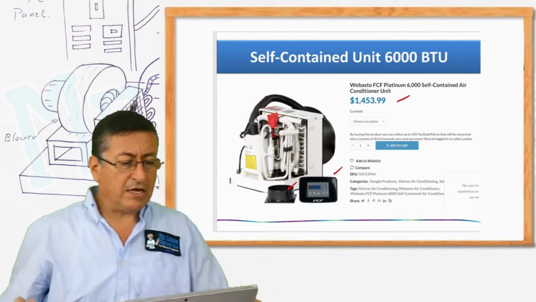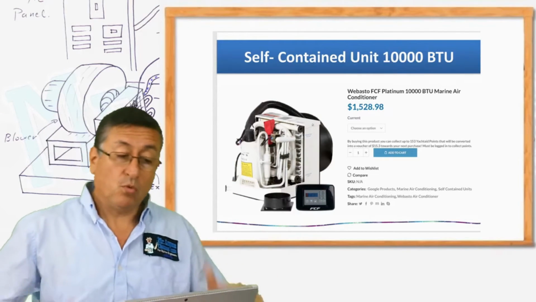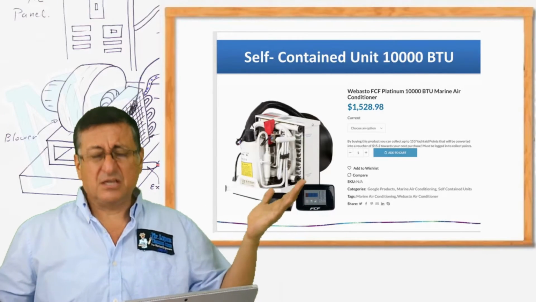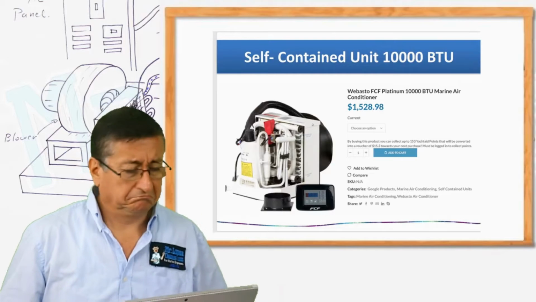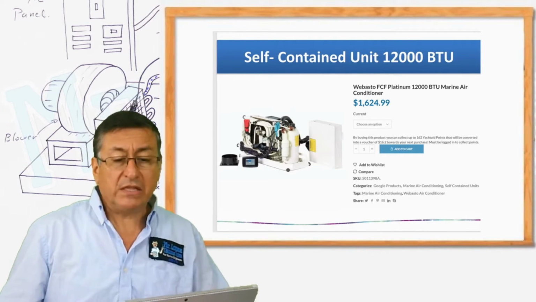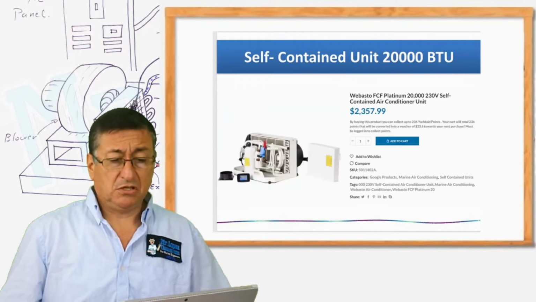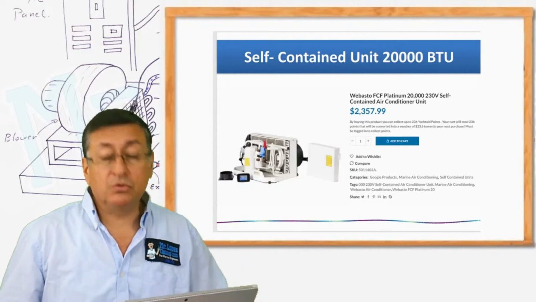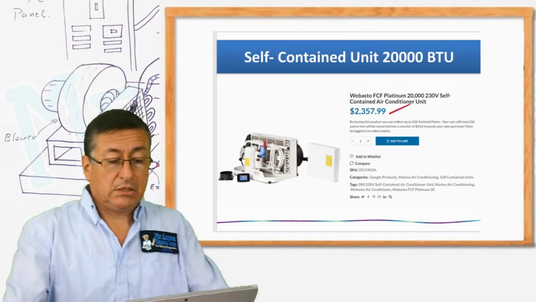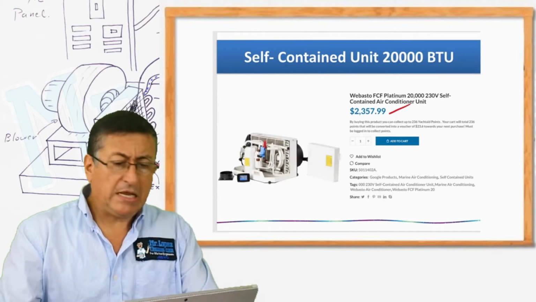The other one is a bigger one, 10,000 BTUs. Once again, it's a self-contained unit, $1,530. Practically the same price. For 12,000 BTUs, $1,600. It's not expensive. For 20,000 BTUs, $2,300. Self-contained unit. It's good. I like it.